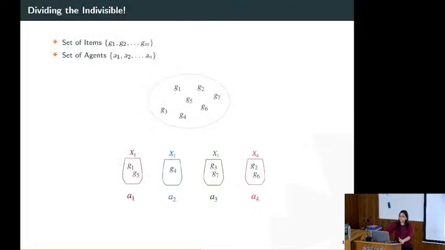Okay, so let me just set the model and see what kind of results we aspire for, at least in this setting. Here we have some items G1 to GM. Now forget about all the Robertson-Webb query model, everything. This is an entirely new setting. So we have M goods and N agents, and we just want this kind of an allocation: one bundle X1, X2, X3, X4 for each of the 4 agents, and we want a complete allocation. All the goods must be in some bucket.